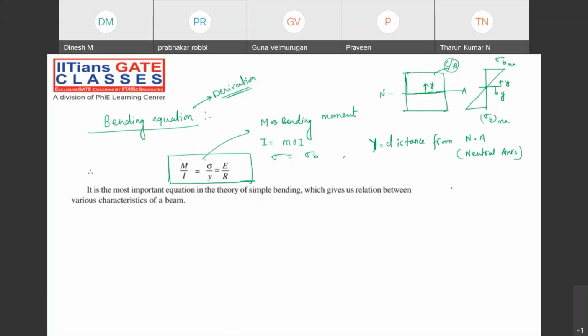In the derivation, it will be clear. But here, just note down for your understanding the distance from the neutral axis. E is Young's modulus. R is nothing but the radius of curvature. What do you mean by the radius of curvature? Anybody?